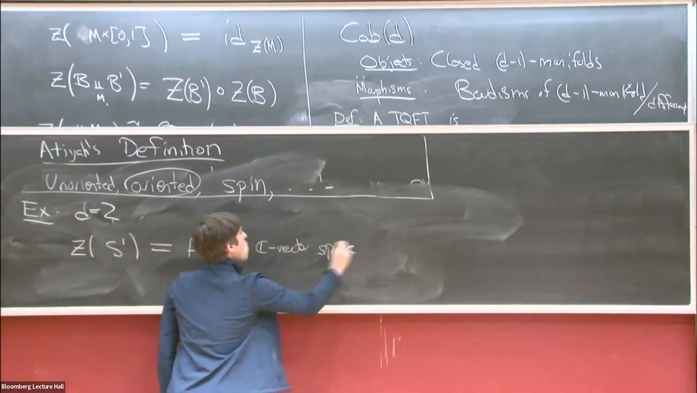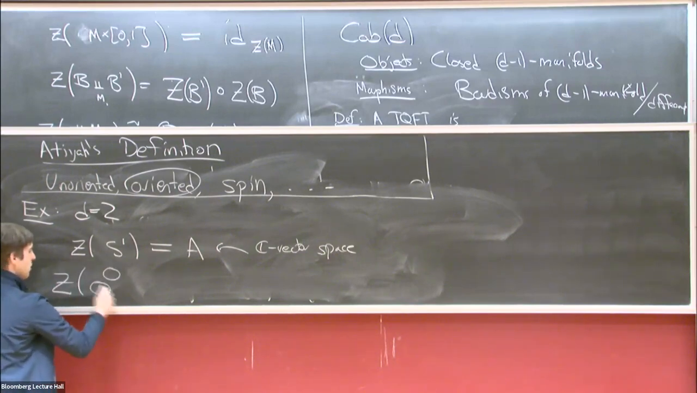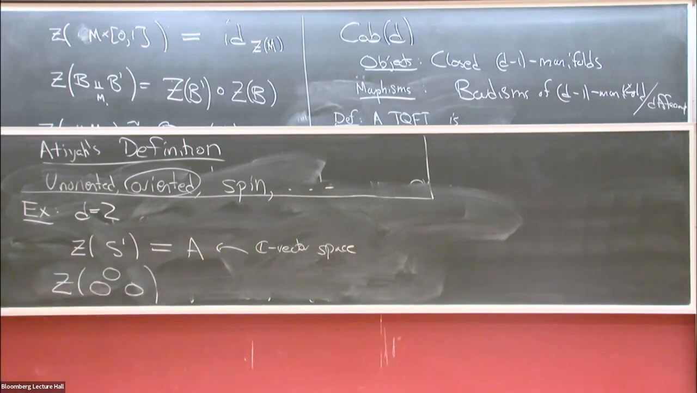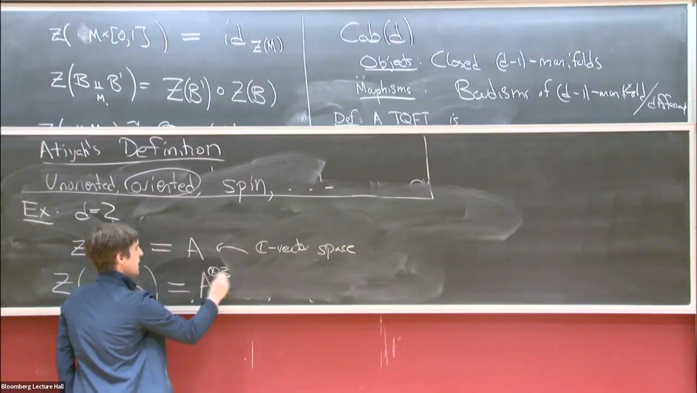And once you know what you want to assign to the circle, you know what you want to assign to any closed manifold of dimension 1. For example, suppose you took 3 circles. Well, because Z is supposed to send disjoint unions to tensor products, this would just assign a tensor product of 3 copies of A.